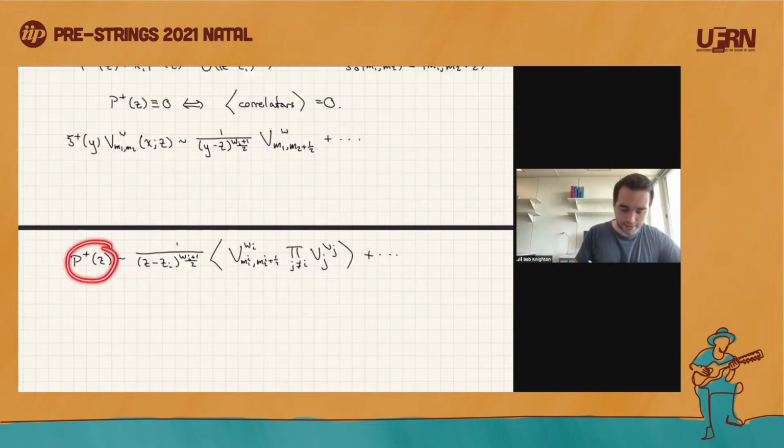So now if P is identically 0, then its higher order pole also has to be 0. And so you can argue that this correlation function has to be 0. But this is just the old correlation function, the only difference being that this quantum number has been shifted up by 1/2.